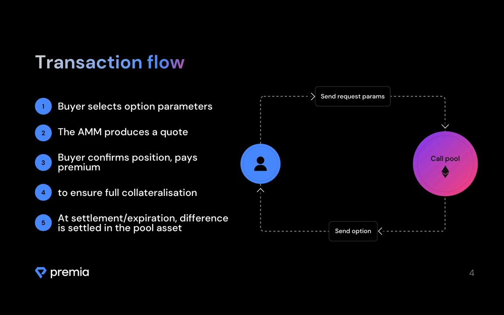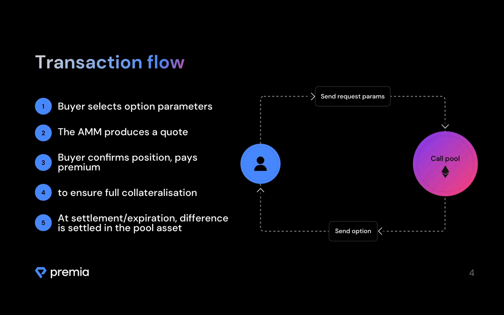When the buyer then accepts the quote and pays the premium, the liquidity is then reserved from the pool to ensure full collateralization of the position at all times. At expiry or exercise, the net difference between the strike and spot is calculated and settled in the asset of the pool, which implies that call options are settled in the underlying, while put options are cash settled. Optionality of settlement mechanisms will be added in the future as a quality of life update.